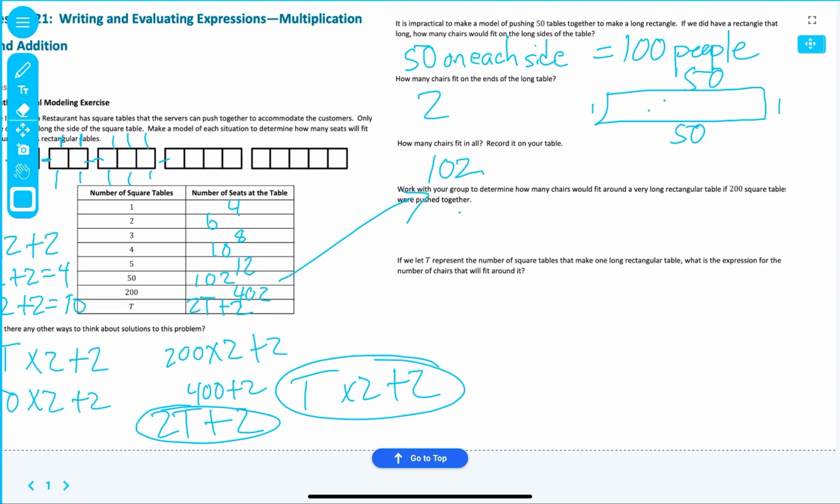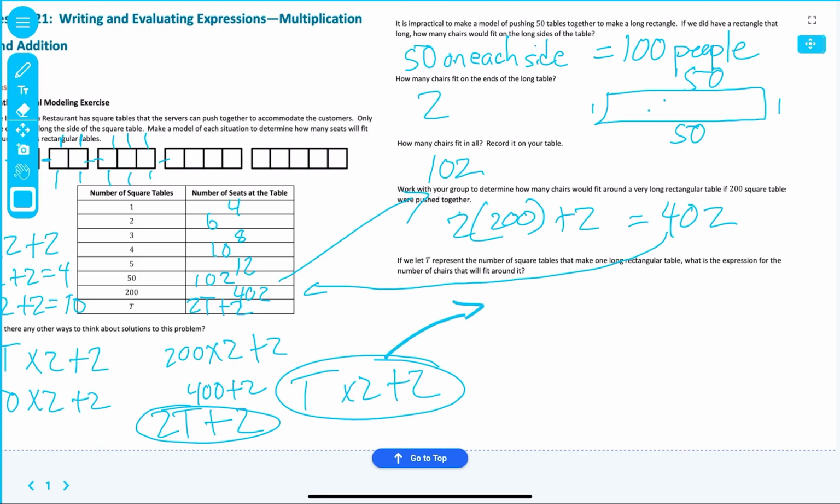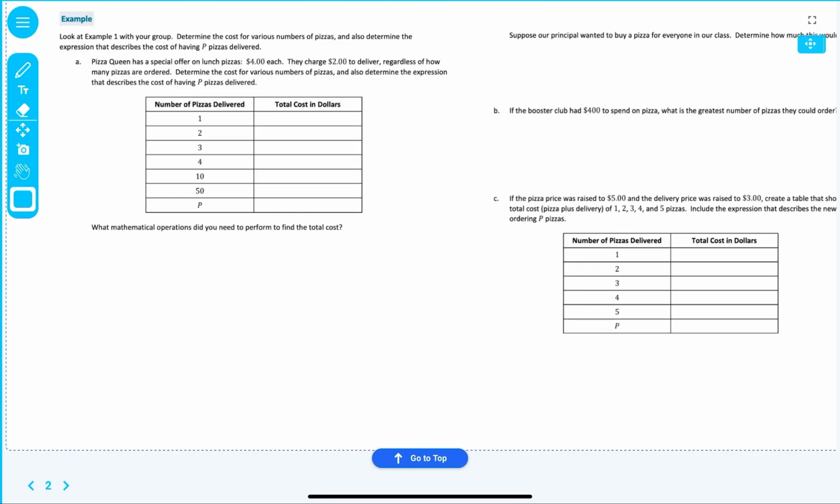Now, it says work with your group to determine how many chairs would fit around a very long rectangle table of 200 square tables pushed together. Well, we already know our formula, right? 2 times 200 plus 2, and that is 402. And that's what we got down here. And then for T, we've already done these right here. So we've already done all of that just really quick. Right, page 2.